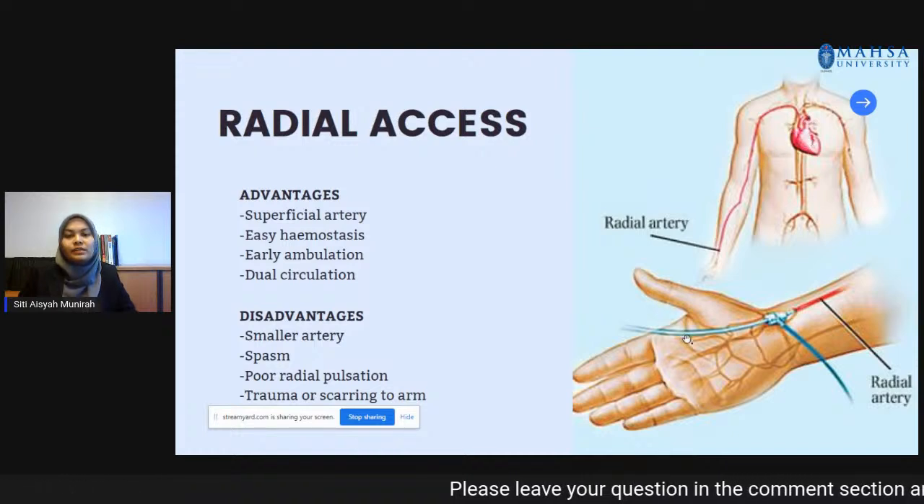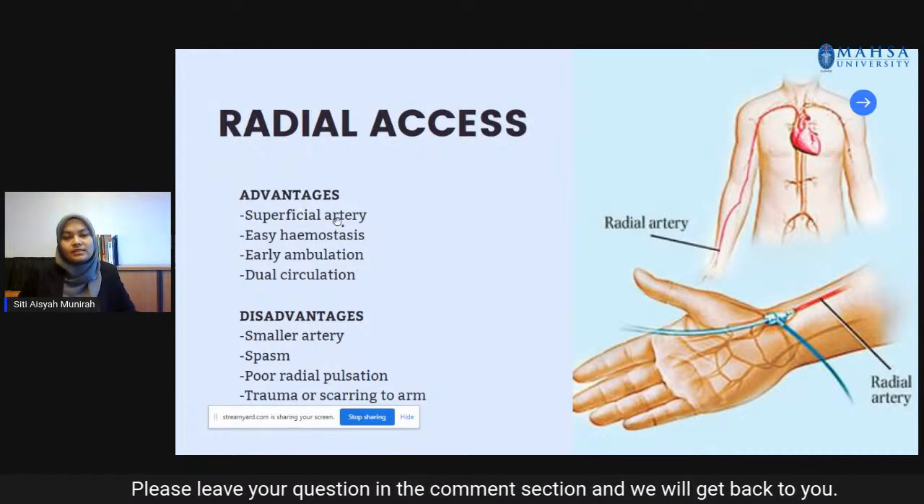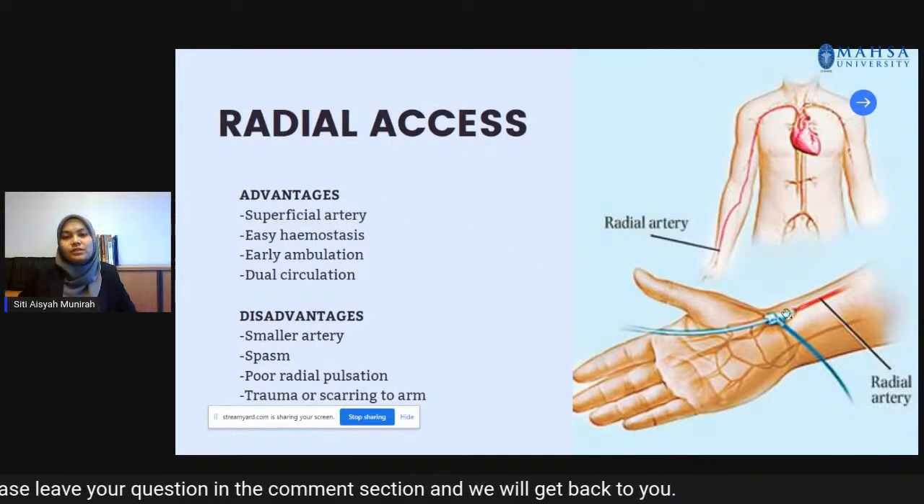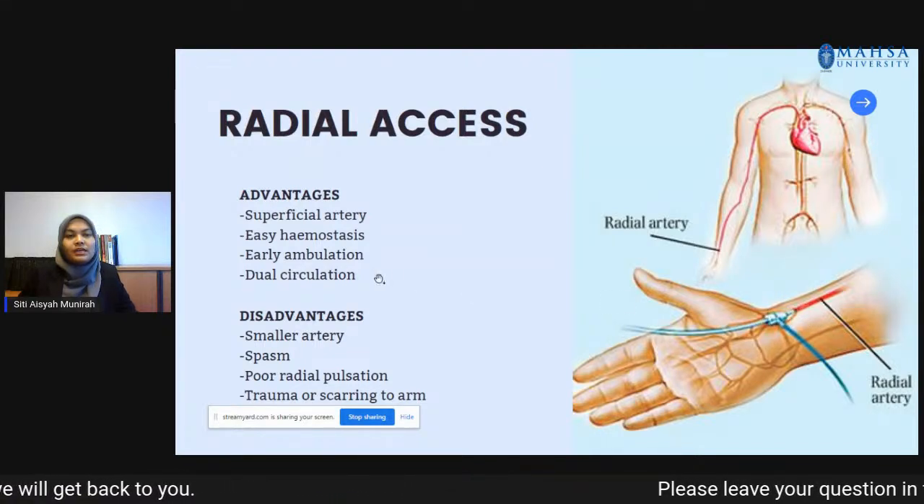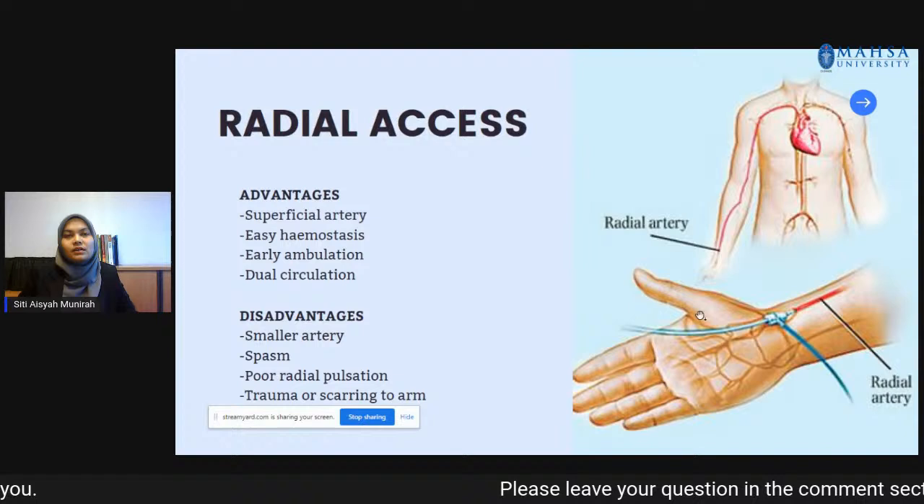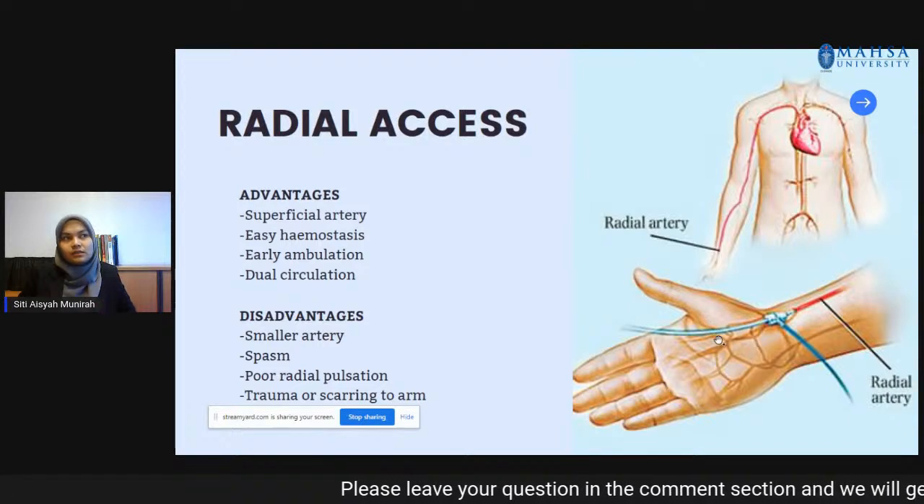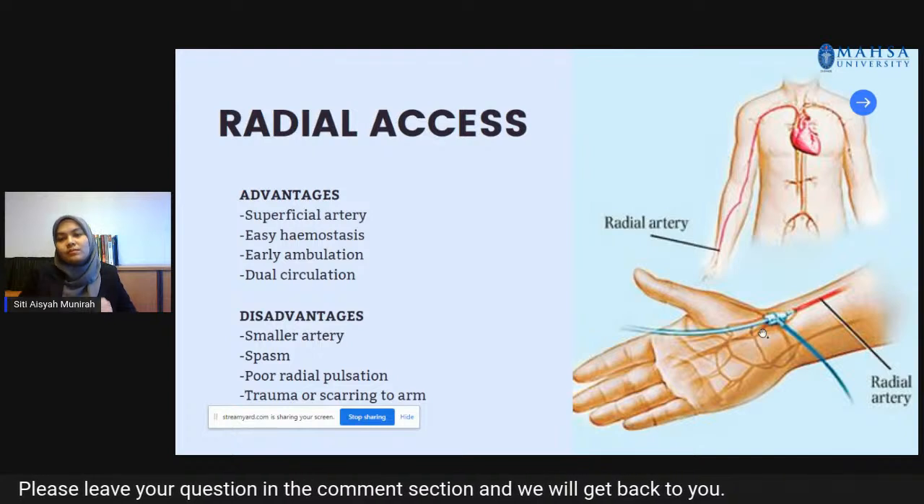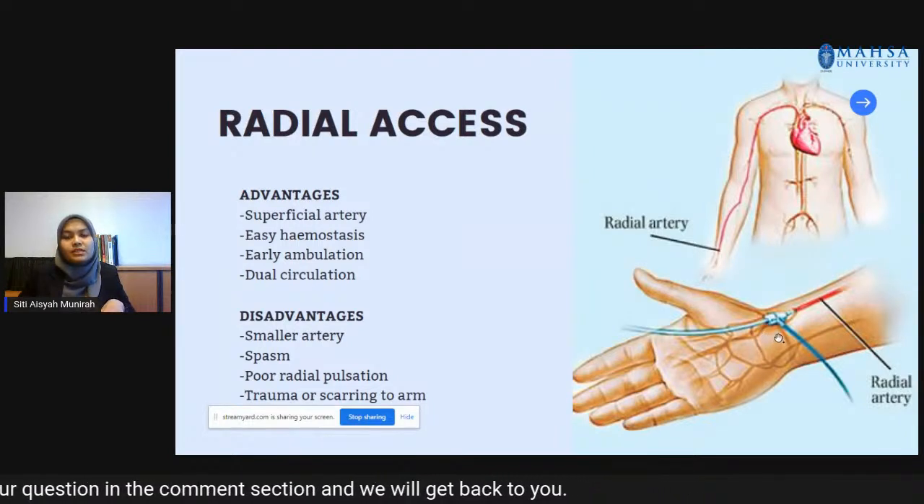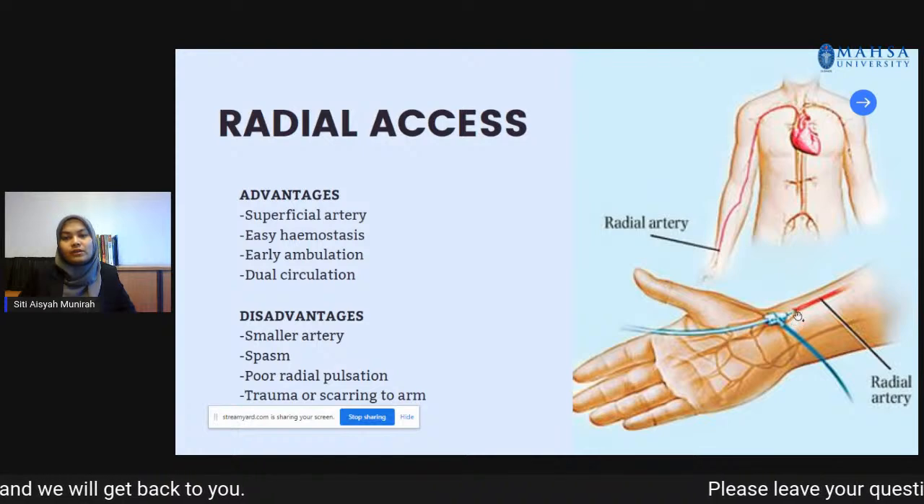The advantage of radial access is that it is a superficial artery, so it is easily palpable; the cardiologist can easily palpate the radial artery. Easy hemostasis means the process of blood clotting can easily be achieved. After the sheath is removed and the procedure is done, the process of blood clotting here occurs very fast.